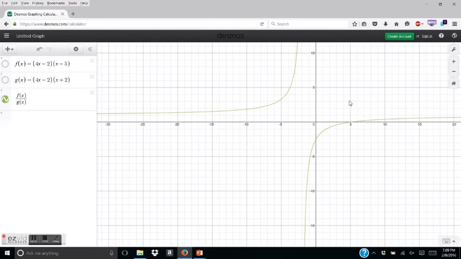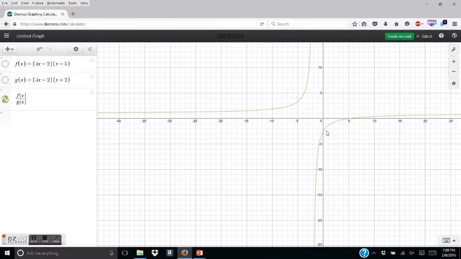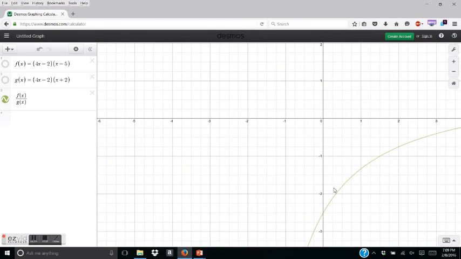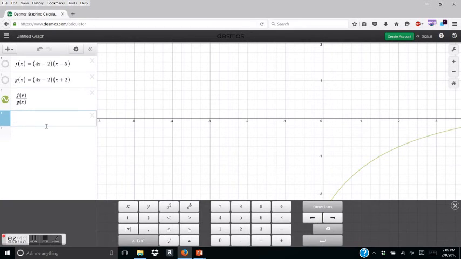So let's take a look at the graphical representation of this. So we have our graph, as you can see here, which shows the asymptote at negative 2. If we zoom in over here at 1/2, we can see that Desmos is telling us undefined.